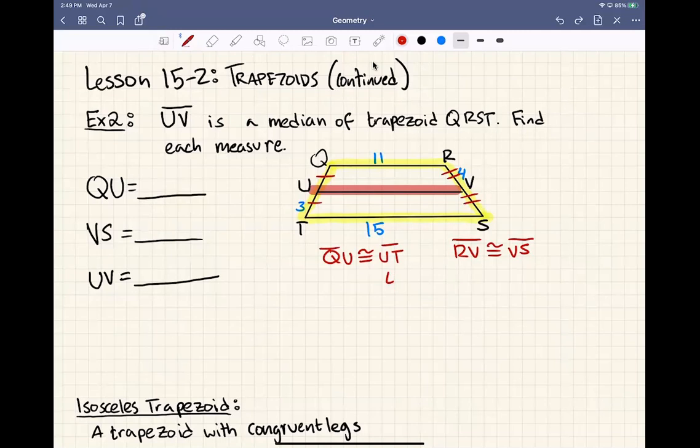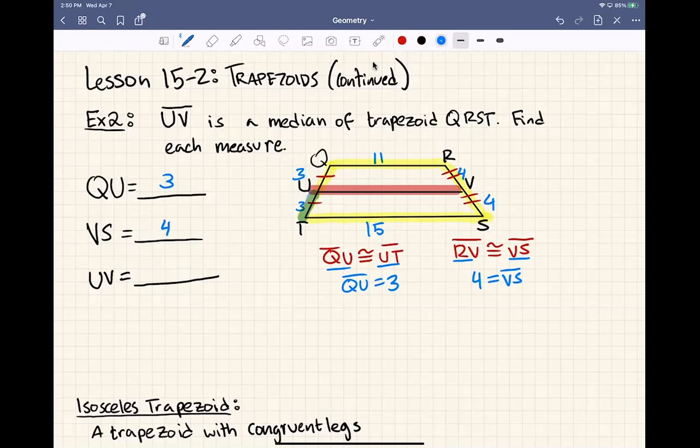If QU is 3, right? So let's look at this side over here. UT is 3. So we know what that is, right? And because this is congruent to this, that means that QU is also 3. So we have our first answer. Similarly, we're looking for VS. We know that RV is 4. And because RV is congruent to VS, we can say that VS is also equal to 4. Ta-da.